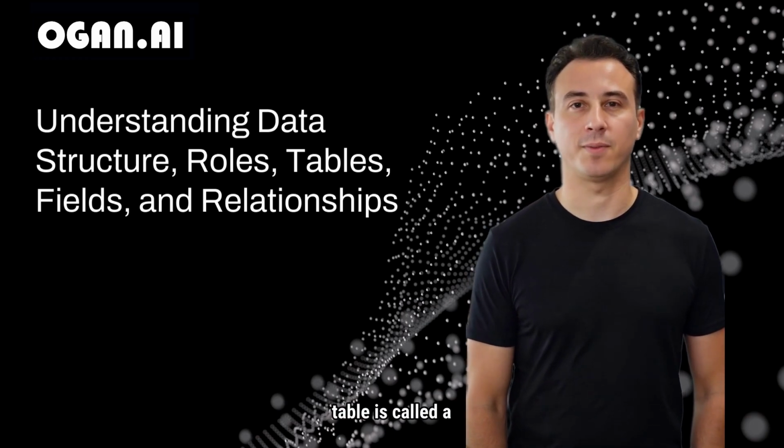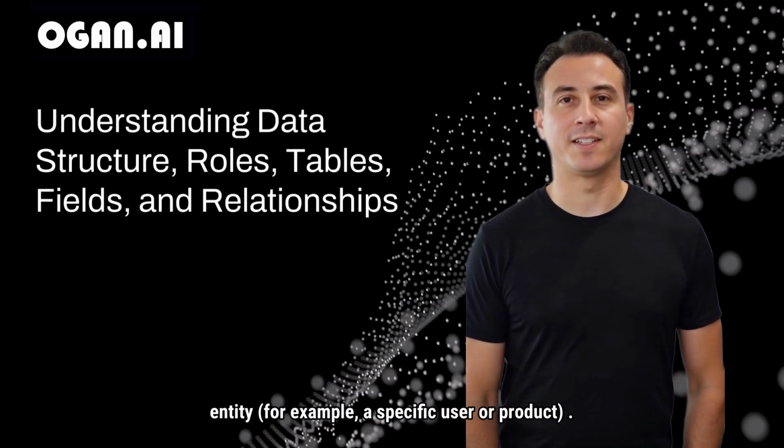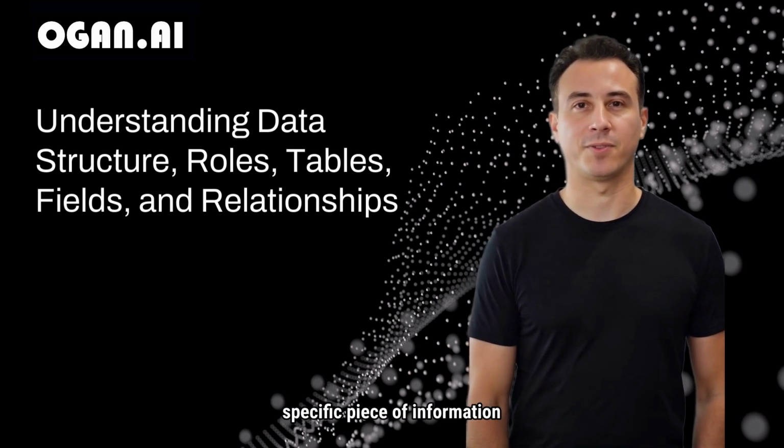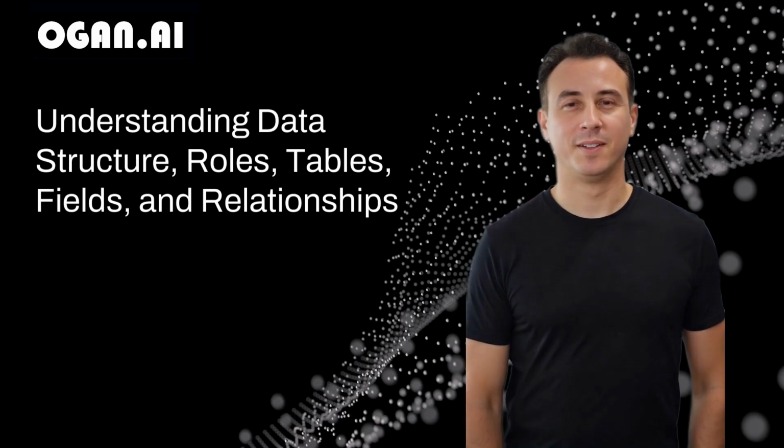Every row in a table is called a record and represents a unique instance of that entity, for example, a specific user or product. Every column is a field and defines a specific piece of information to be stored, such as name, price, or creation date.